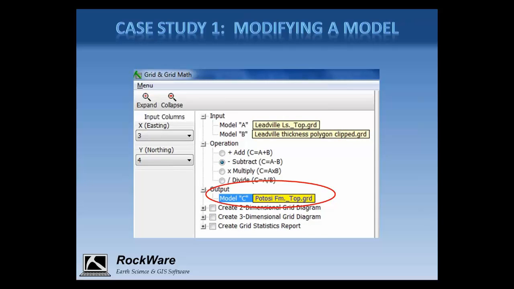I would then repeat the step to replace the top of the unit below the Leadville limestone. In this case, we're creating a new grid for the top of the Potosi Formation. One tip is that you should always back up your grids in your project directory before you start overwriting them like this.